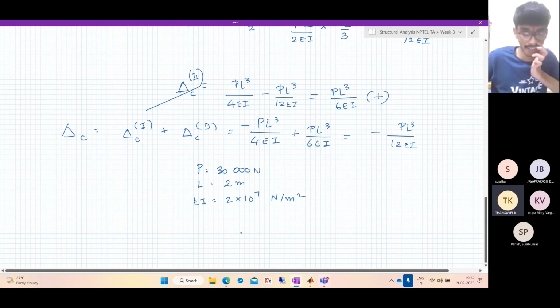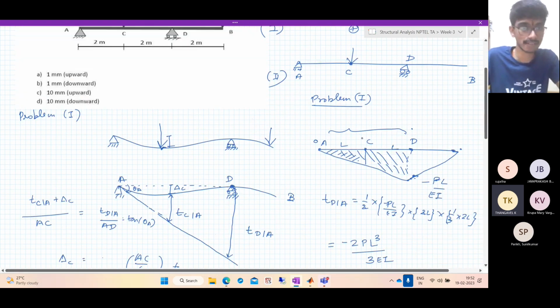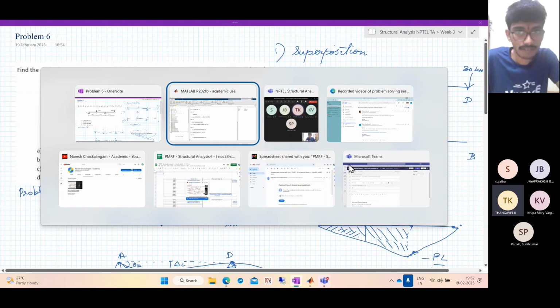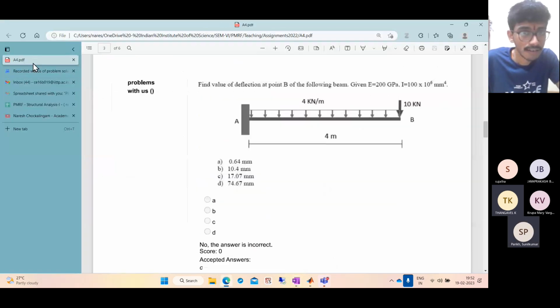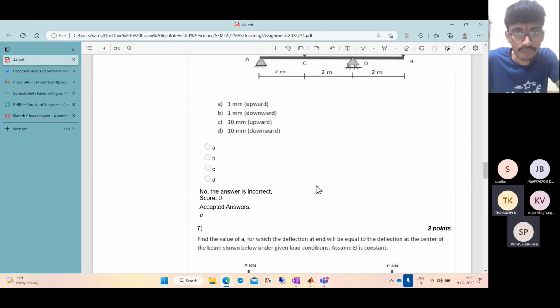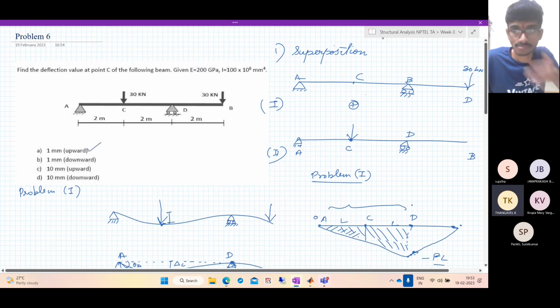So we have negative, so this is minus 1 mm. But remember, we assumed delta C as downwards. If we are getting negative, it means it is upwards. So let's check. It should be 1 mm upwards. Let me check the answer. Yeah, 1 mm upwards. So this is the answer.